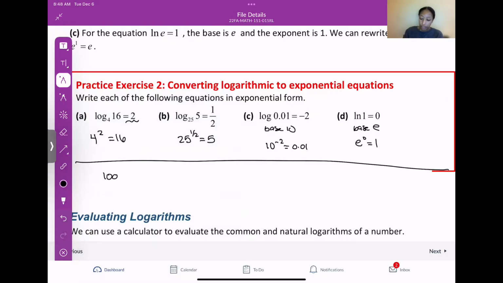For instance, if we have log base 3 of 9, what power would I raise 3 to get 9? Well, 3 squared is equal to 9. Or log base 2 of 64. What power would I raise 2 to get 64? Well, 2, 4, 8, 16, 32, 64. That would be the 6th power.